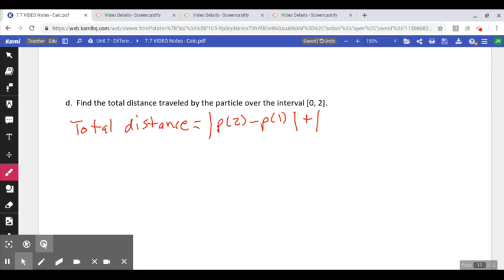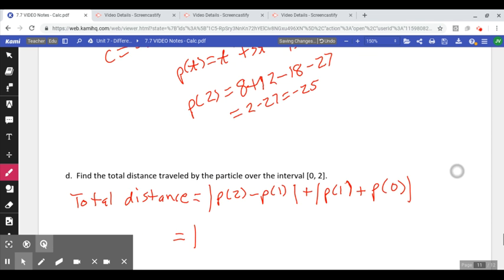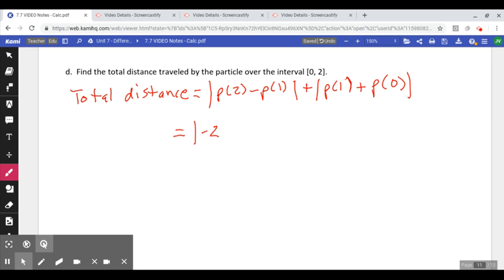So we also want to break this up, and we want to add P of 1 minus P of 0. What you're essentially doing is saying, I want the distance in one direction, and we're going to add that to the distance in the other direction. So we've got a few of these already. P at 2, I think we said that was negative 25. Yep, we did that before. You don't have to do that again. We're going to need to figure out this one right here, P at 1, and that's going to go here as well. Plus, P at 0 we said was negative 27. So we've got to figure out what P at 1 is.